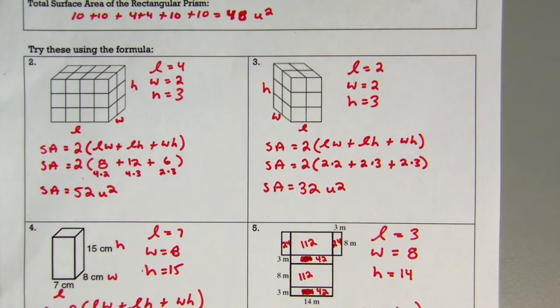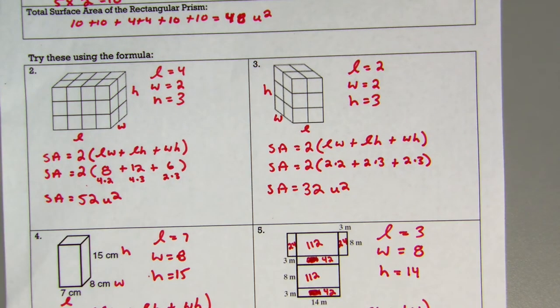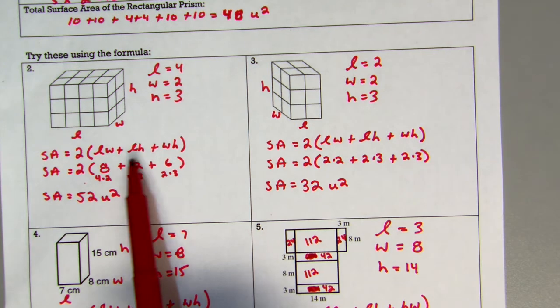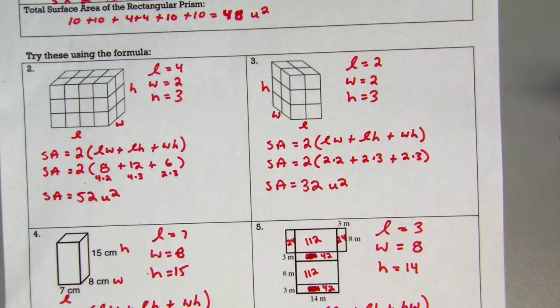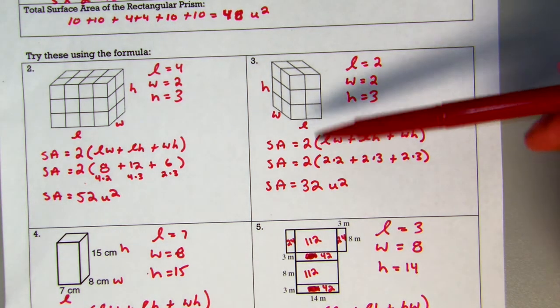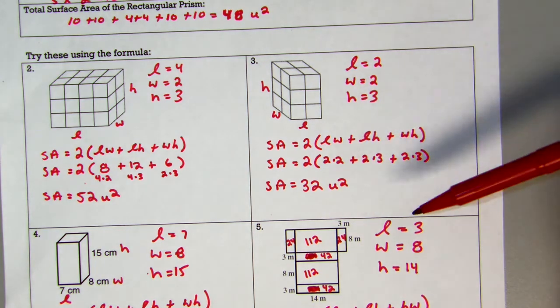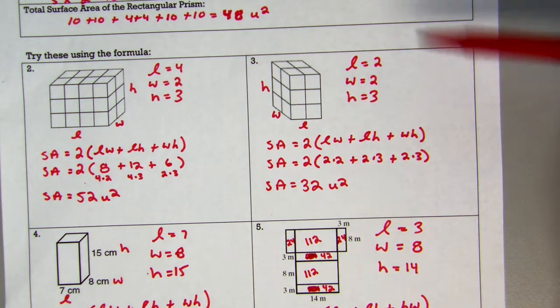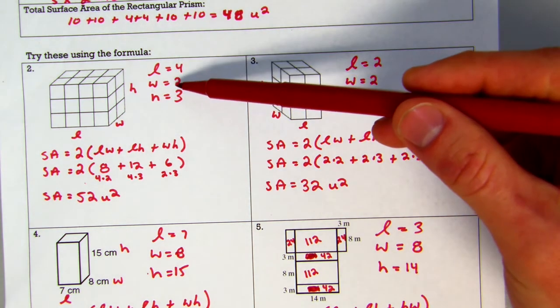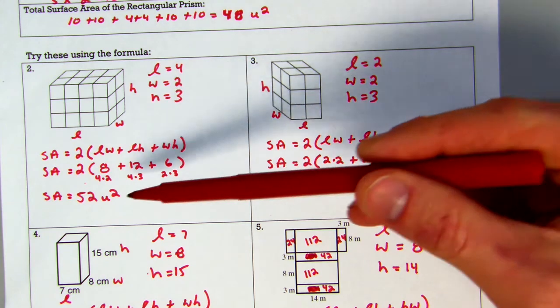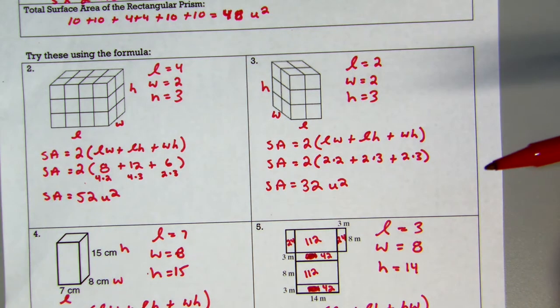And if we go to the U-try problems here, where you're actually using the formula, make sure you're writing this formula out each time. If you didn't write it out, please make sure you write it down now. The more you write it again, the easier it is going to be to remember. You should have gotten a length of 4, width of 2, and a height of 3. And you should have gotten an answer of 52 units squared.